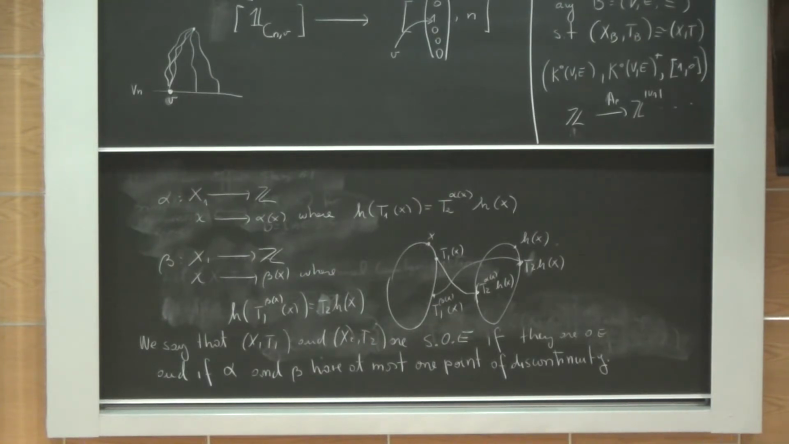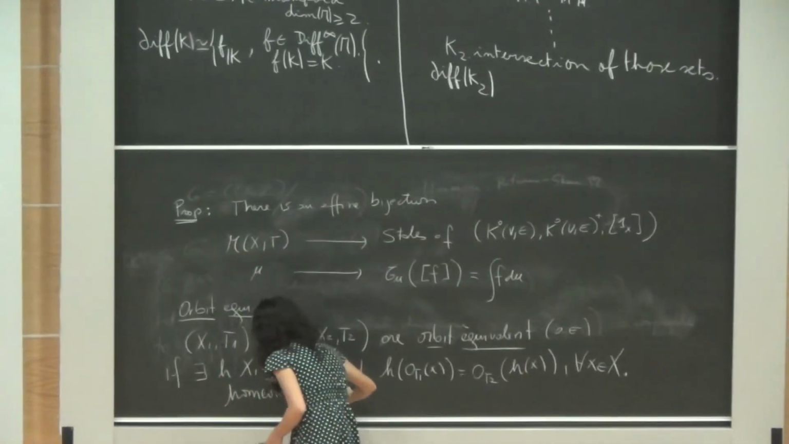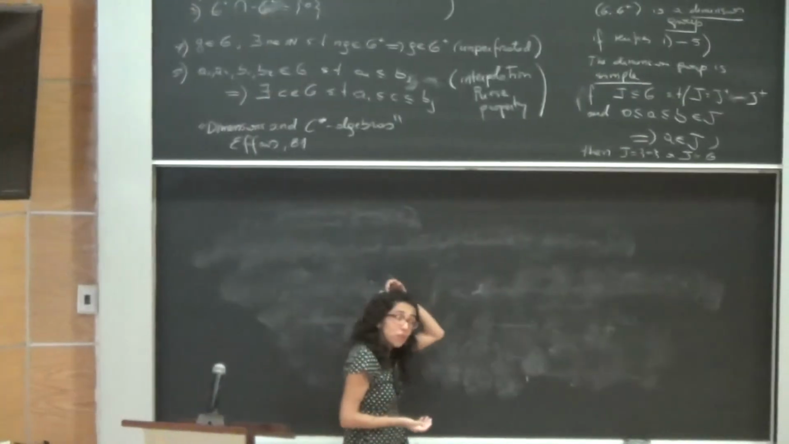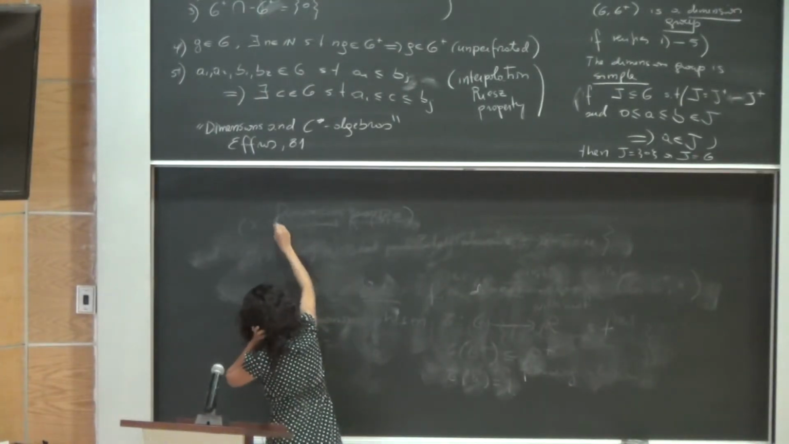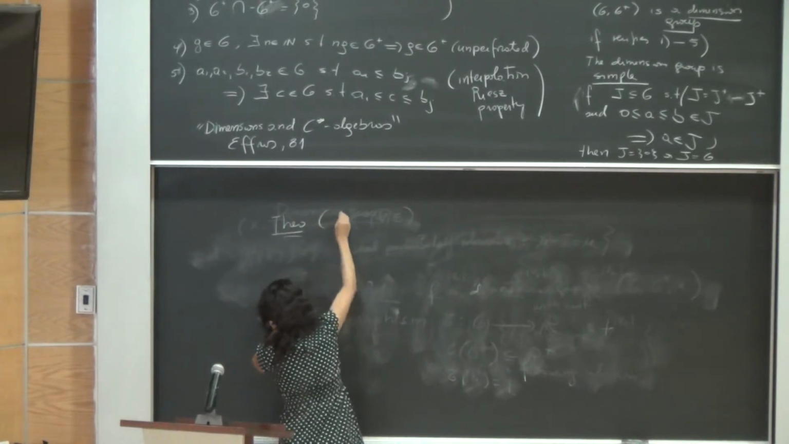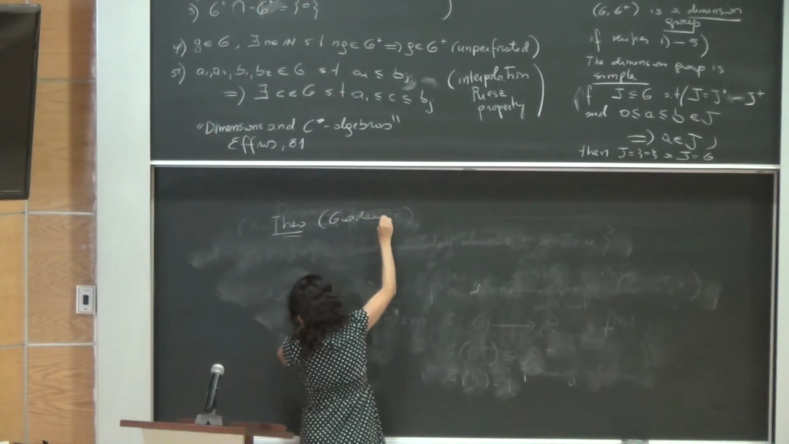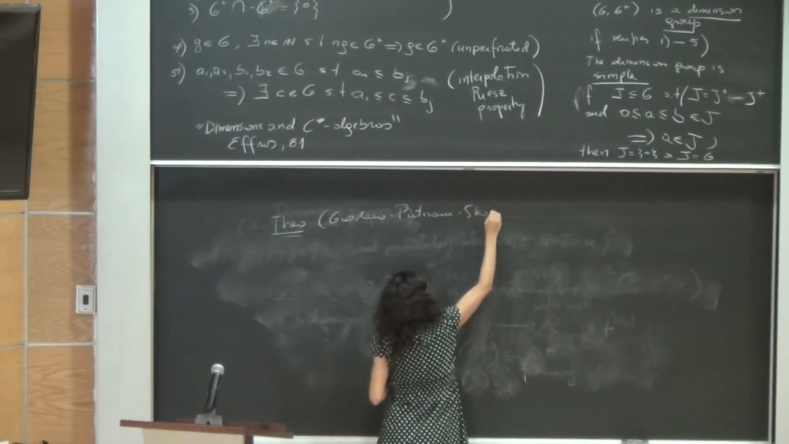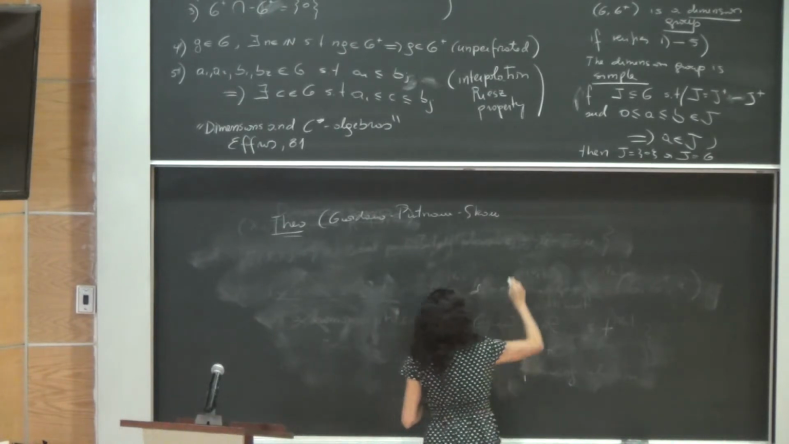Yes, it's a homeomorphism. And the relation between orbit equivalence or strong orbit equivalence and dimension group is the following. This was shown by Giordano, Putnam, Skau in 95.